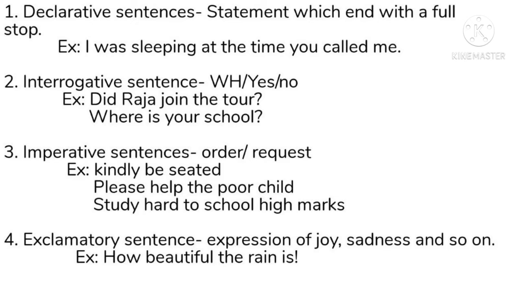Next one, imperative sentences. Imperative sentences indicate politeness, request, command, order, advice, instruction or preaching. Example, kindly be seated. Please help the poor child. Study hard to score high marks. Fourth one, exclamatory sentences. Exclamatory sentences are expressions of blessings and wishes, joy and happiness, surprise, sorrow, and so on. For example, how beautiful the rain is!